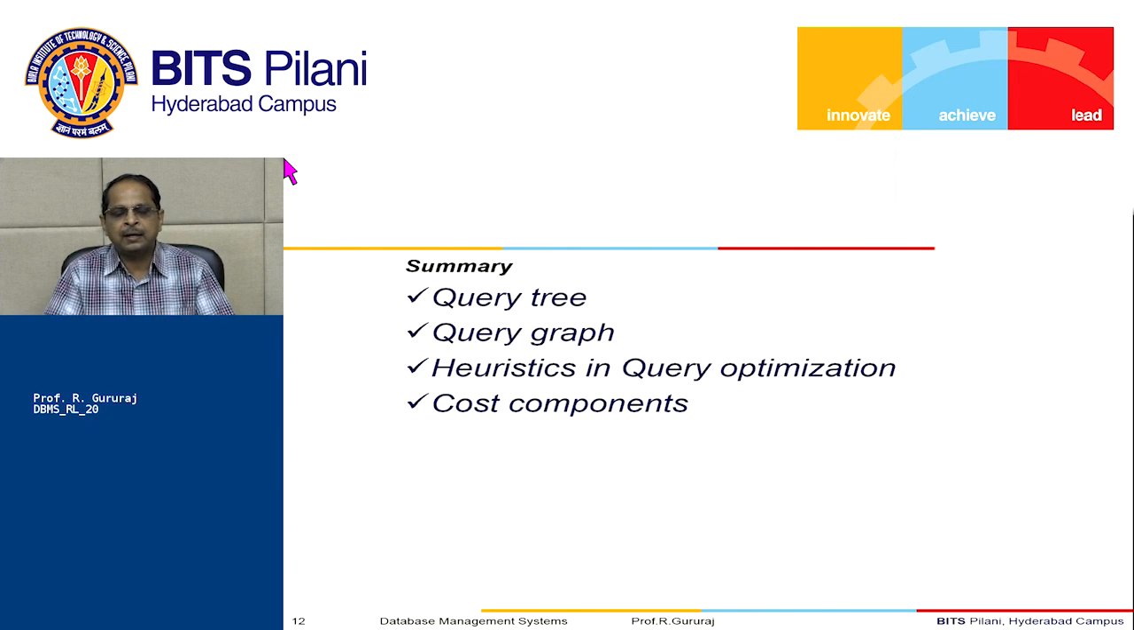So in this part, we discussed what is a query tree, what is a query graph, what is the significance of these things, and what is the difference between a query tree representation and query graph representation. We have also seen heuristics in query optimization, and we discussed the cost components that are involved in estimating the cost of execution of a query, based on which a query optimizer can take a decision about a more suitable strategy to execute a query.